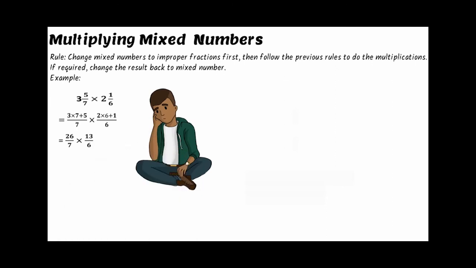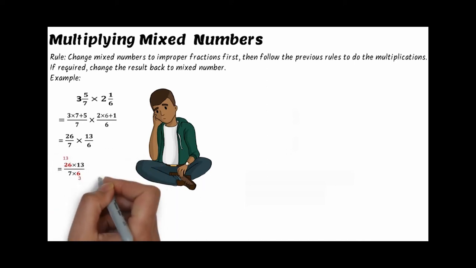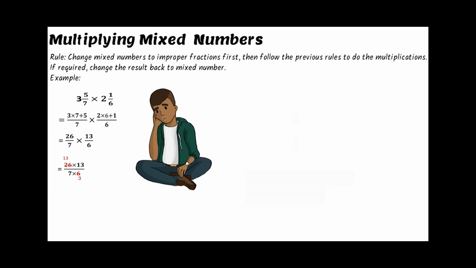The first one evaluates to 26 over 7. 2 times 6 plus 1 is equal to 13. The second one evaluates to 13 over 6. Okay? So now we have 26 over 7 multiplied by 13 over 6. Using the fraction multiplication rule, that becomes 26 multiplied by 13 over 7 multiplied by 6.